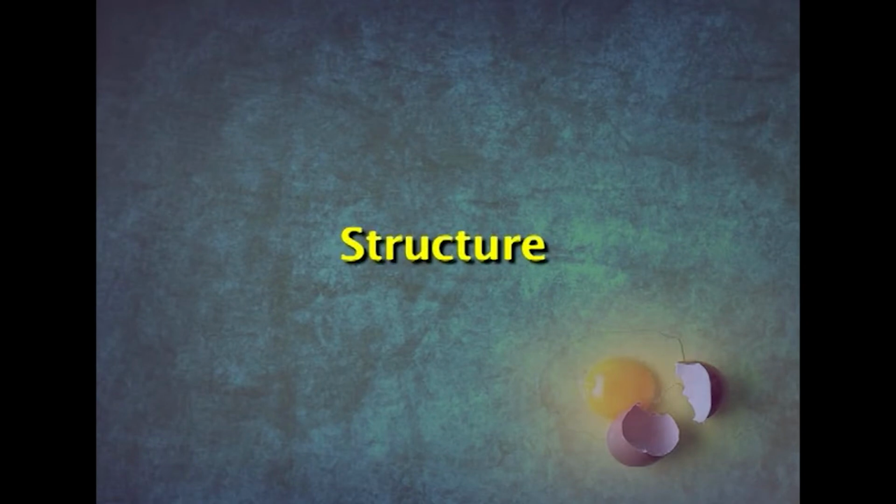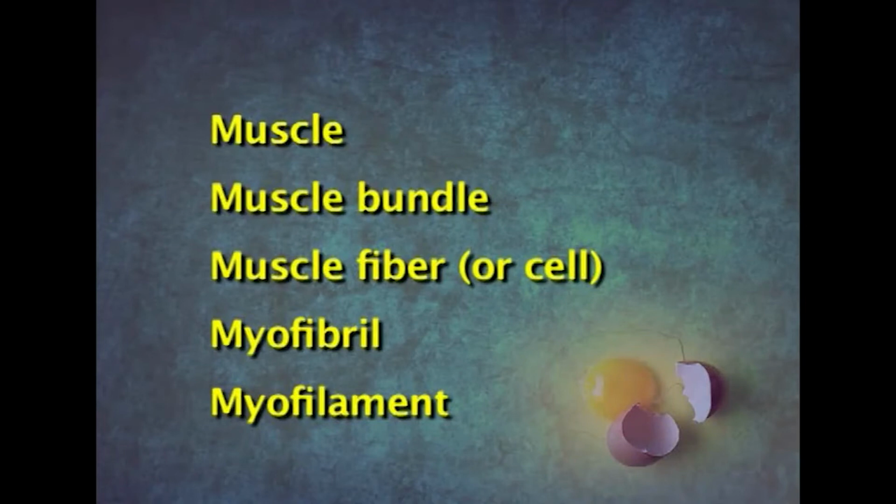The structure of poultry is similar to the structure of meat, and the structural complexity of meat or poultry can be described as follows: muscle, muscle bundle, muscle fiber or cell, myofibril and myofilament. Each muscle fiber contains hundreds of myofibrils.